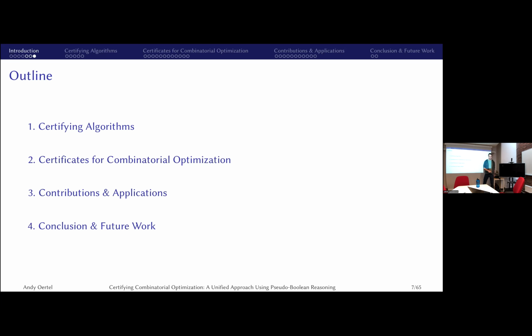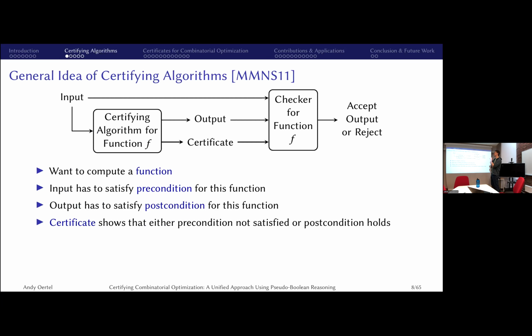So let us start by defining certifying algorithms more formally. Again, we have the same diagram as before, just printed slightly differently. We still have the input to our algorithm, an output of the algorithm, and then this checker. An important thing as well: we want to compute a function, and the certifying algorithm and the checker have to be for the same function. I cannot compute an algorithm for division and then have the checker be for multiplication. That doesn't work. It has to be the same thing that is computed.